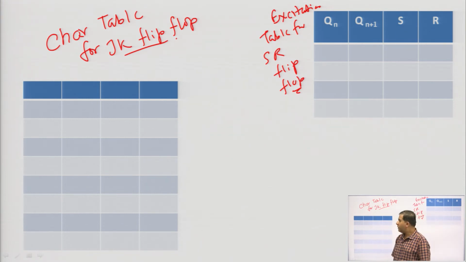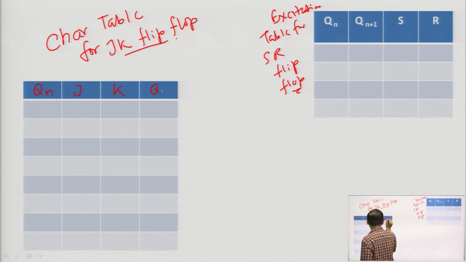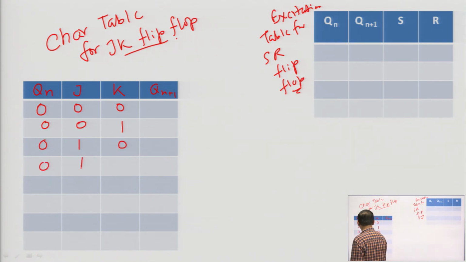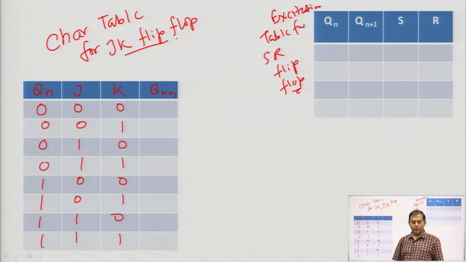Okay. So, let us make the characteristic table. So, for JK flip flop we are having Qn, J and K and Qn plus 1. Okay. So, if we are having 3 inputs, the conditions are 0 0 0, 0 0 1, 0 1 0, 0 1 1, 1 0 0, 1 0 1, 1 1 0 and 1 1 1. Okay. So, input side is made.